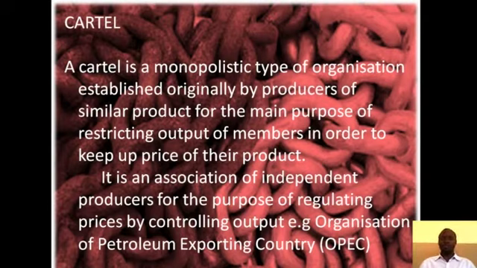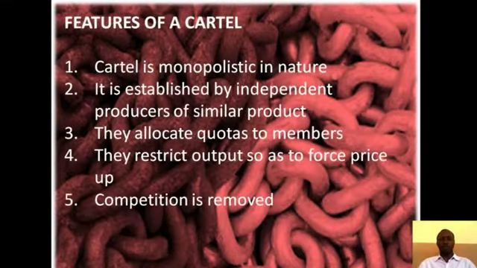We have many examples. We have the drug cartel. We have many of them. But the one that is very easy for us to understand at this moment is that of OPEC. All right, let's look at some of the features of a cartel.